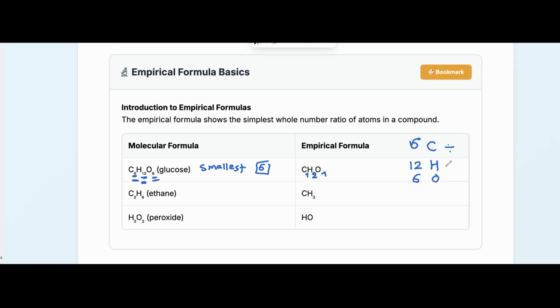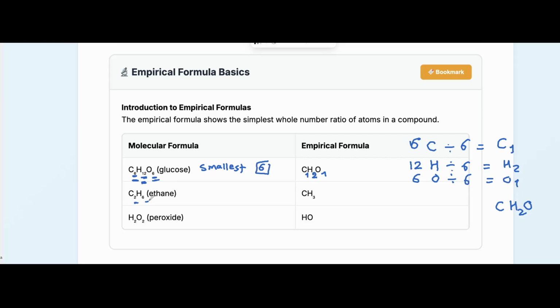Divide them by the smallest number. What is the smallest number? It is 6. So divide all by 6. 6 divided by 6 is 1, so I have one carbon only. 12 divided by 6 is 2, so I have two hydrogens, and 6 divided by 6 is 1 again. So you have C, H2 and O. I don't write the 1, for sure.